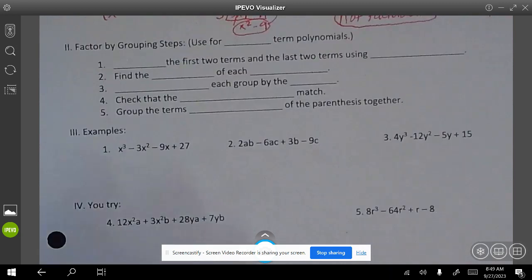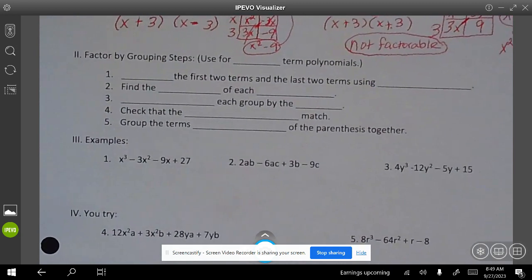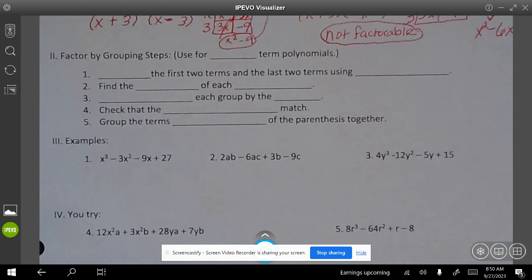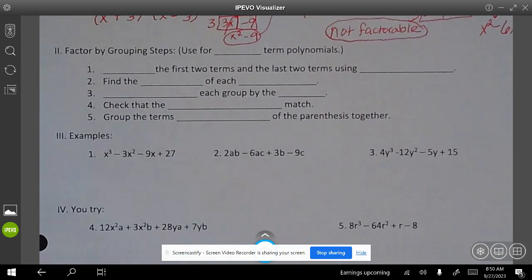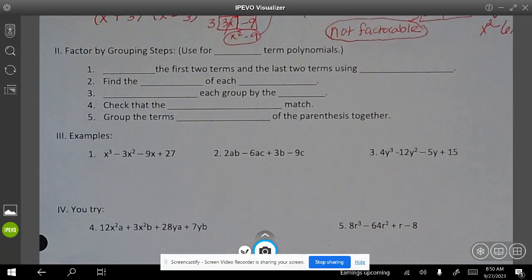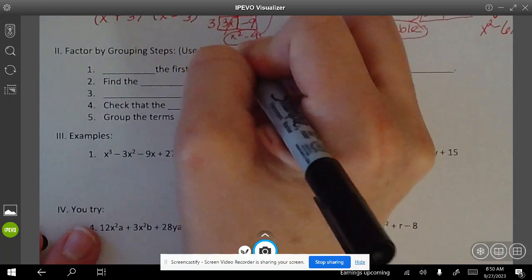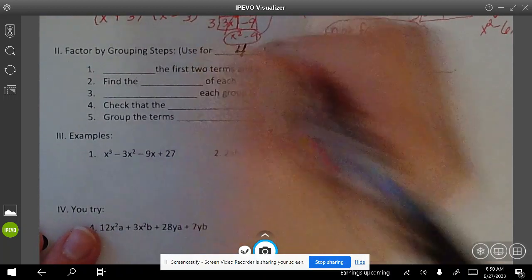Okay, guys, we're going to continue today talking about how to factor. If you'll remember, the last few days we've talked about greatest common factor and taking that out. Now for today, we're going to talk about factor by grouping. We use this for expressions that have at least four terms.